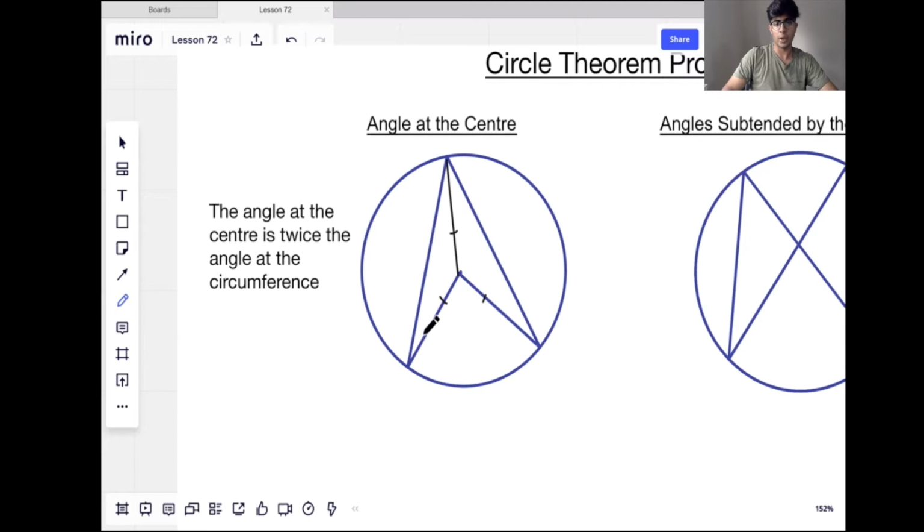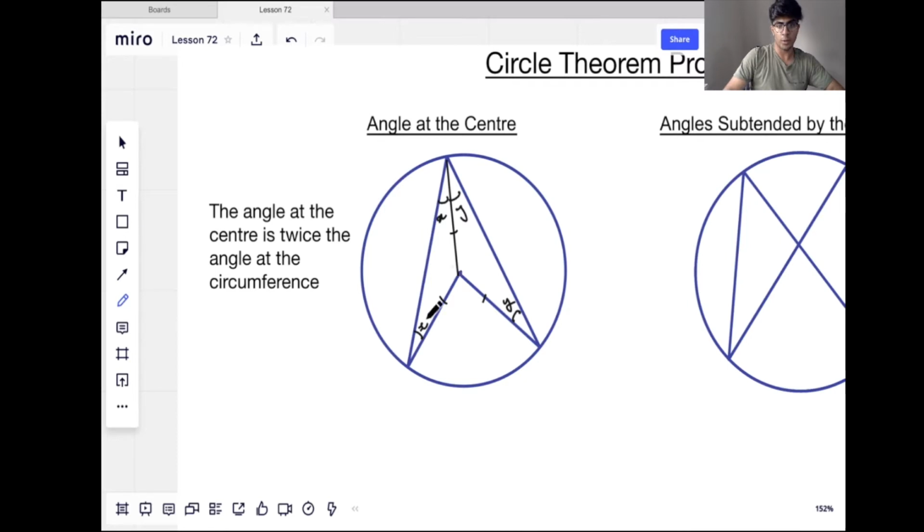So the way to do this is, now that I've put the radius in, you have 3 equal lengths. So you could, for example, say that this length here is x, this length here is also x, and this length here is y, and this length here is y as well.